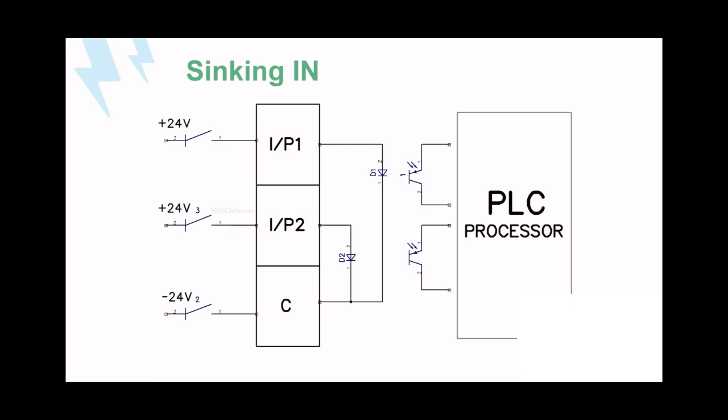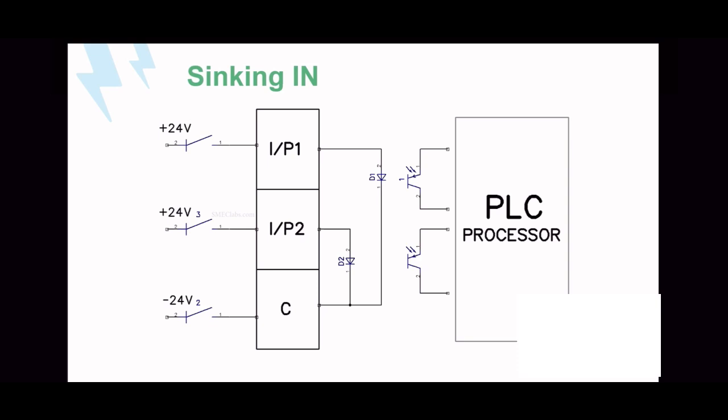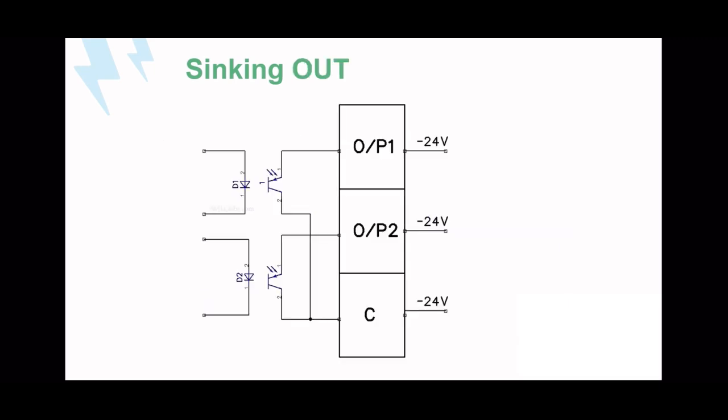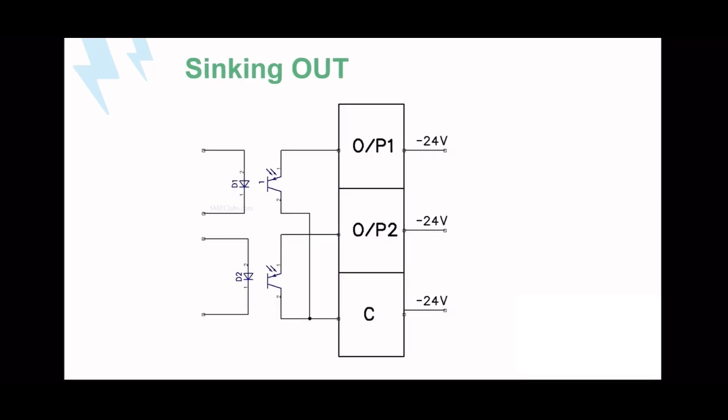Likewise we have to connect for a sinking input PLC. You just have to look into the PLC wiring diagram, where you can see whether it is sinking input or sourcing input. Then next, about the output side. In the case of sinking output, similarly for the common you have to place the negative, then it is sinking. If you are providing positive, it is sourcing.